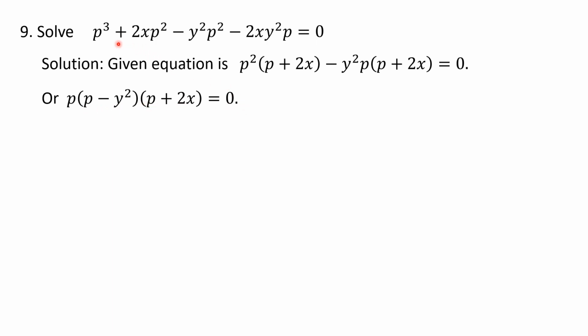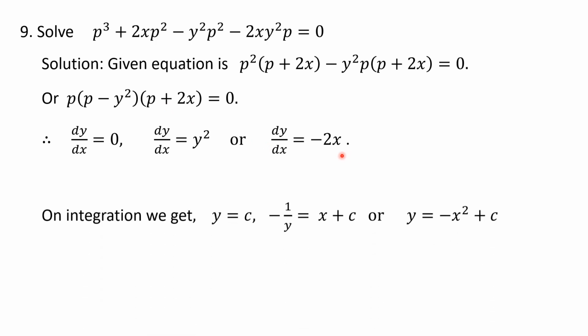For a third degree equation, obviously we expect 3 factors. We got 3 factors. One is p equal to 0, another is p equal to y square, and the last one is p equal to minus 2x. Equating each to 0, we got these 3 equations. So p equal to 0 means dy by dx equal to 0, dy by dx equal to y square, or dy by dx equal to minus 2x. All 3 we have to solve.